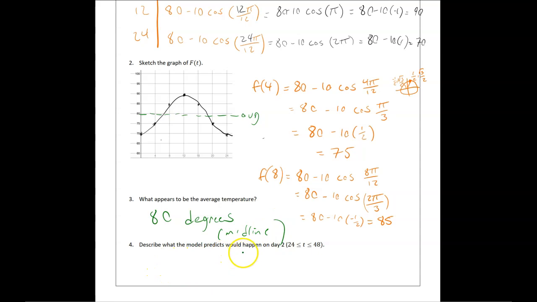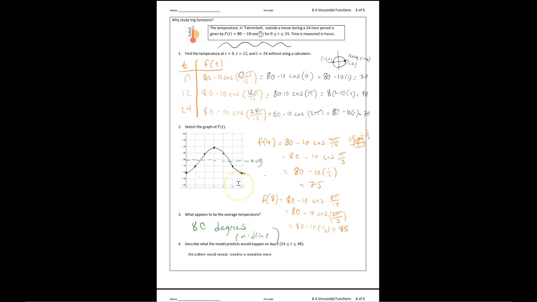And then describe what the model predicts would happen on day 2. Well, day 2 would just be another lap around our unit circle, right? So what we would get is another cycle of the same y values. And if you don't believe me, you can use your calculator to evaluate some values in between. So for example, 36 hours would be the same as 12 hours. You can double check that we get the same values there. Okay, so here is how we get what is called a sinusoidal curve.